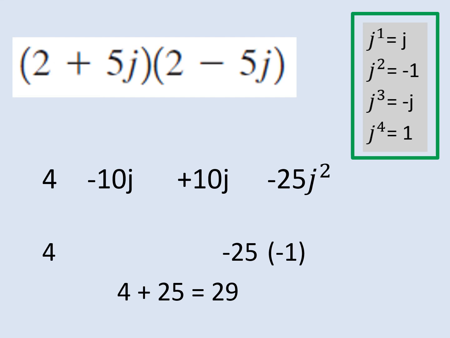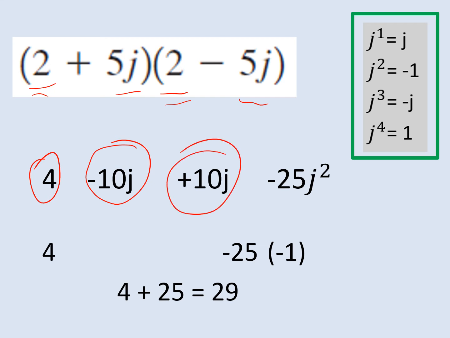So, multiplying imaginary numbers. We have two binomials, and FOIL still works. First, we do 2 times 2, which gives us 4. Then outside, we have 2 times negative 5j, which gives us negative 10j. And then we have inner next. The 5j times 2 will give us positive 10j. And then last, we have 5j times negative 5j, which will give us negative 25j squared.